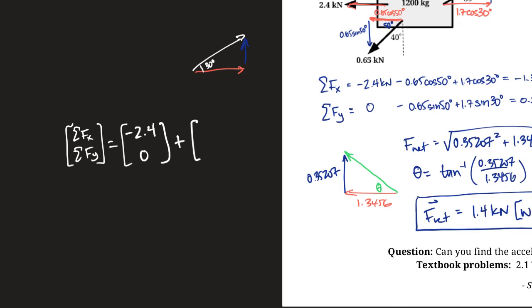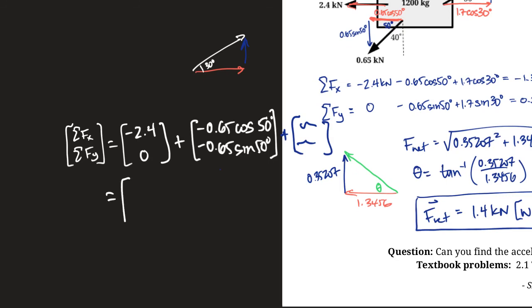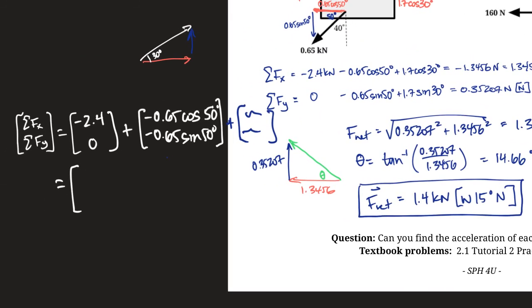So what that would look like would be negative, because it's in the negative direction, 0.65 cosine of 50 degrees, and the y component would be negative 0.65 sine of 50 degrees. And then we close that, and then continuing on, I would do the same thing for the last vector, 1.7 cos 30, and so on. And then you just do the top all as one calculation and do the bottom as one calculation, and you get your final answer of what it would come out to be. What was it? 1.34 and so on, and 0.35 and so on. So you get your final answer like that.